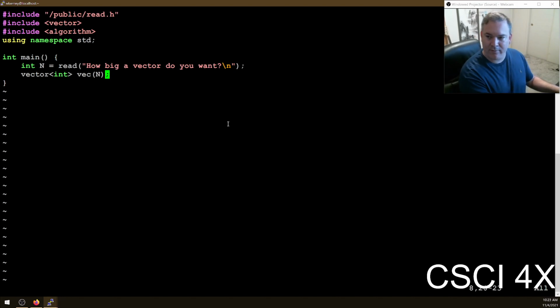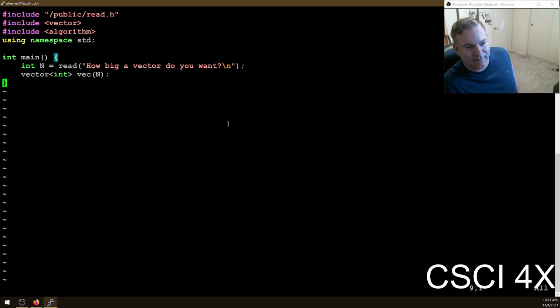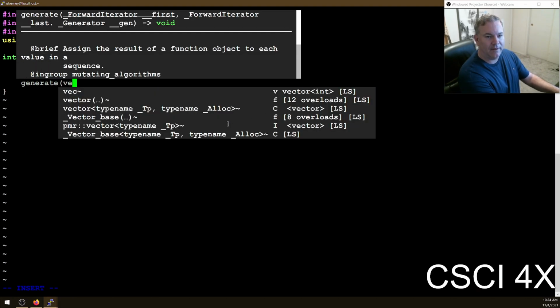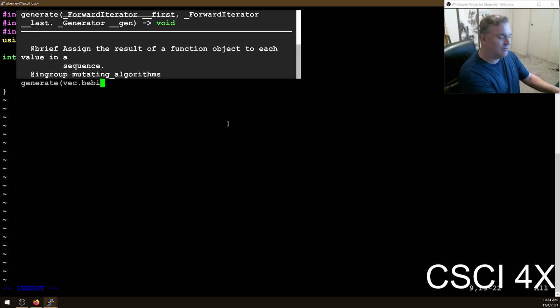Or do you want to fill it with random data? Do you guys know how to fill it with random data? How would you fill this vector with random data? Using a standard library function. Yeah, rand, sure. But how would you rand in a for loop? Yeah, you could. There's also a function called generate that is used for this kind of stuff.